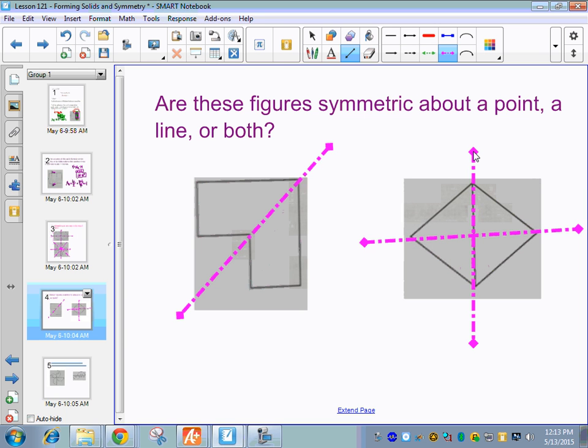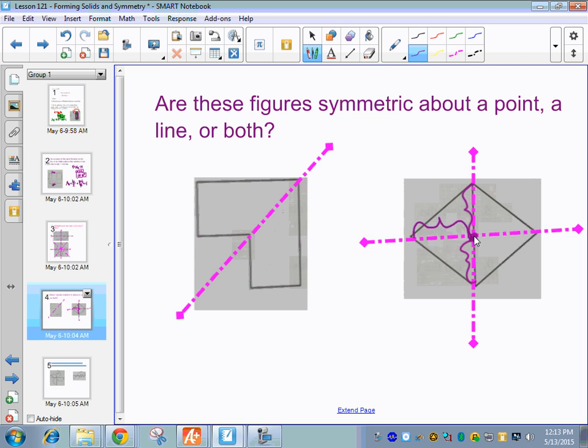Good. We could also fold it there, and it would be a mirror image. All right. So symmetric about a point actually means that wherever we draw lines through it, so like right here, there's this point, right? Is this piece here equal to this piece here? Yes. It means it's symmetric about a point.